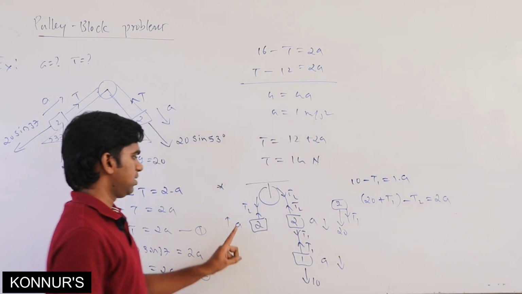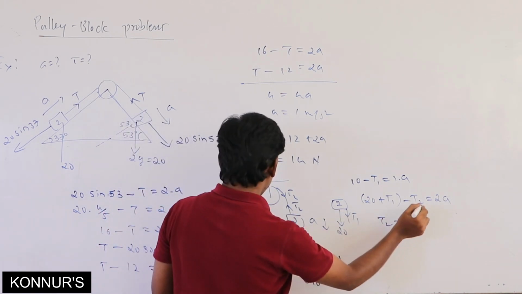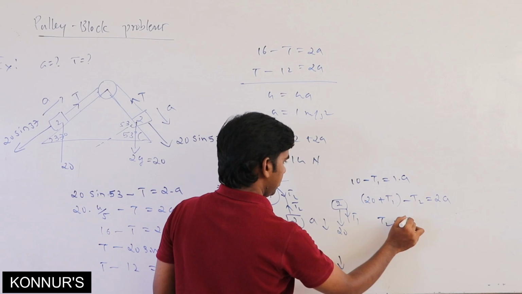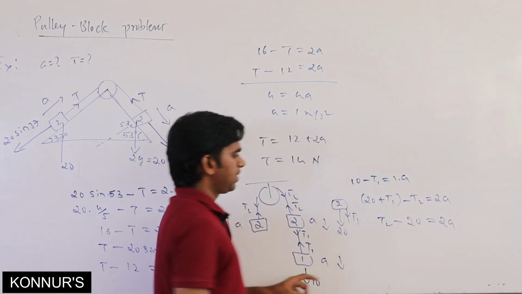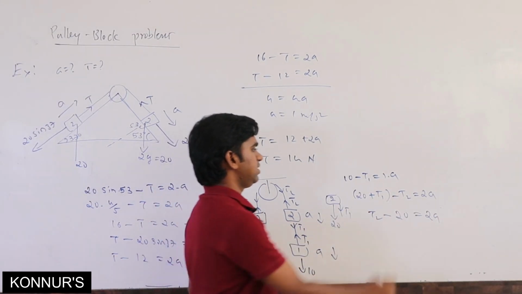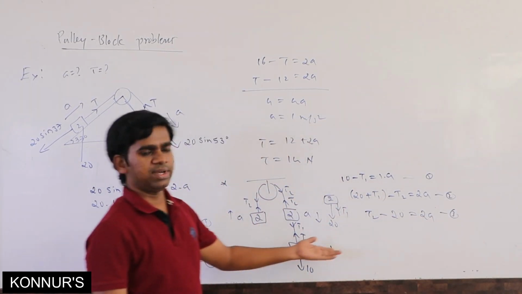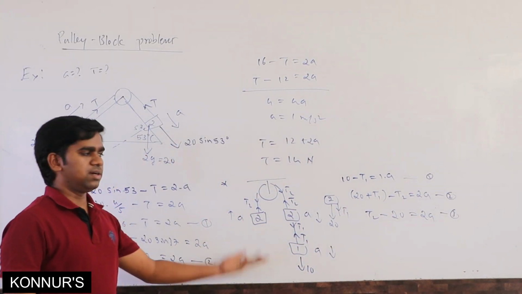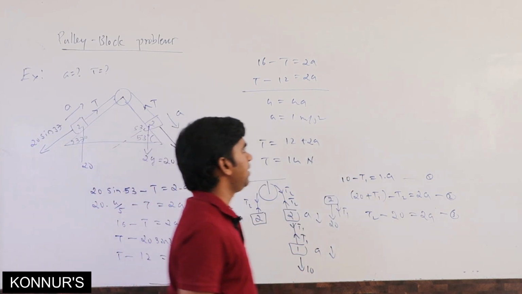For this one, upward is T2 minus downward, which was 20, equals again 2a. T1, T2, a: three unknowns are there, three equations are there. If you solve these three equations, obviously you can get the tension and acceleration. This is how we can solve T1, T2 and a.